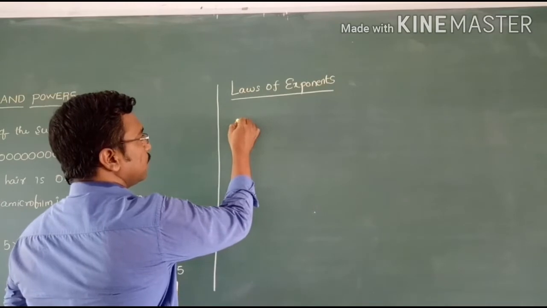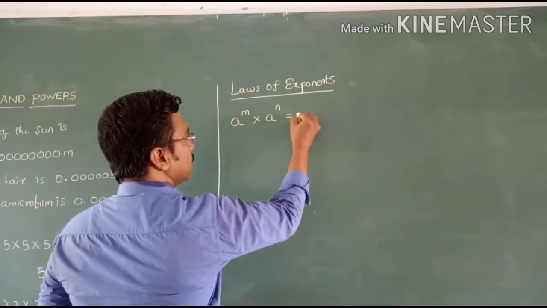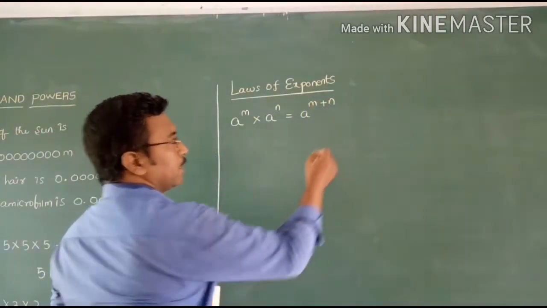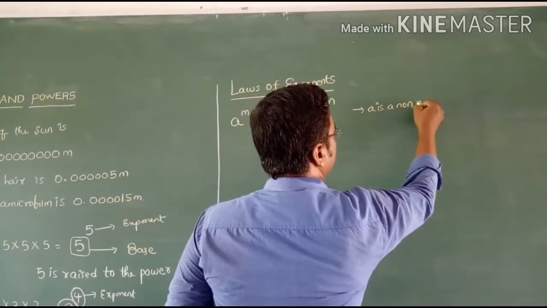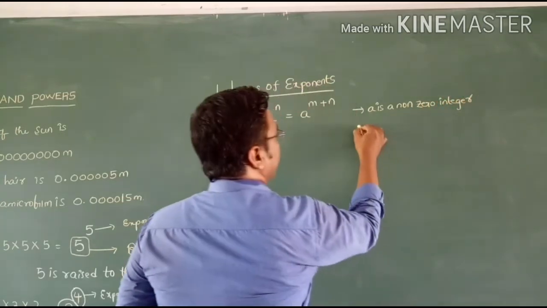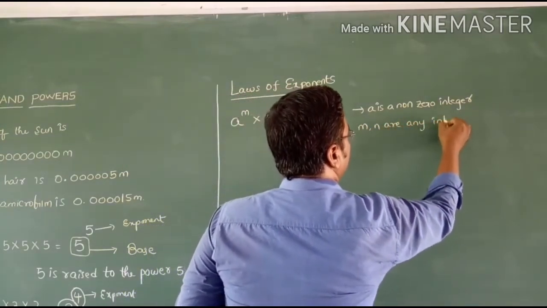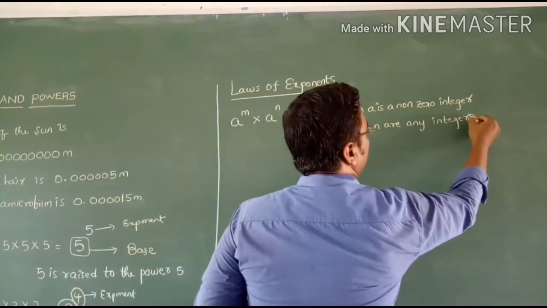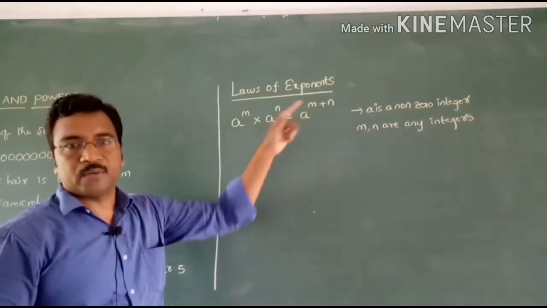See the first law: a power m into a power n is equal to a power m plus n. Here a is a non-zero integer, and m, n are any integers. So this is the first law: a power m into a power n is equal to a power m plus n.